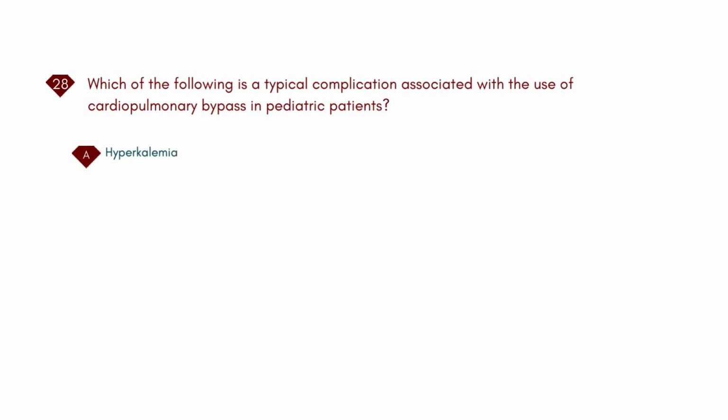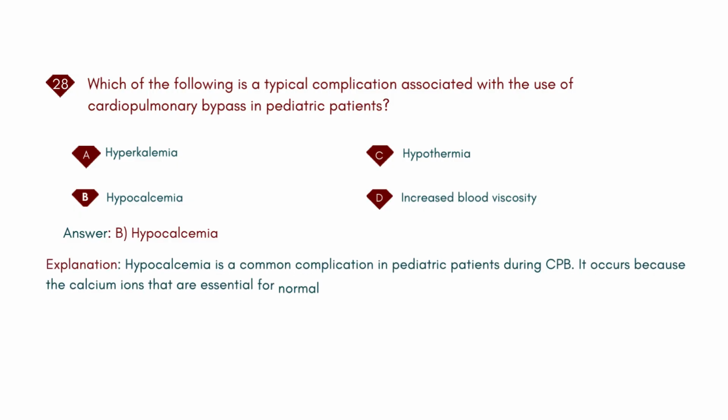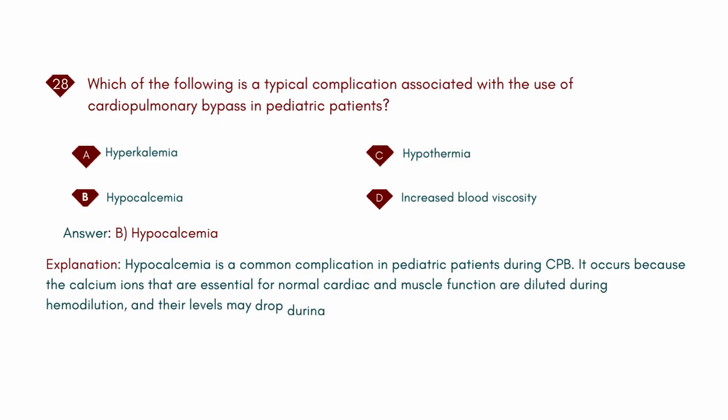Which of the following is a typical complication associated with the use of cardiopulmonary bypass in pediatric patients? A. Hyperkalemia. B. Hypocalcemia. C. Hypothermia. D. Increased blood viscosity. Answer: B. Hypocalcemia. Explanation: hypocalcemia is a common complication in pediatric patients during CPB.